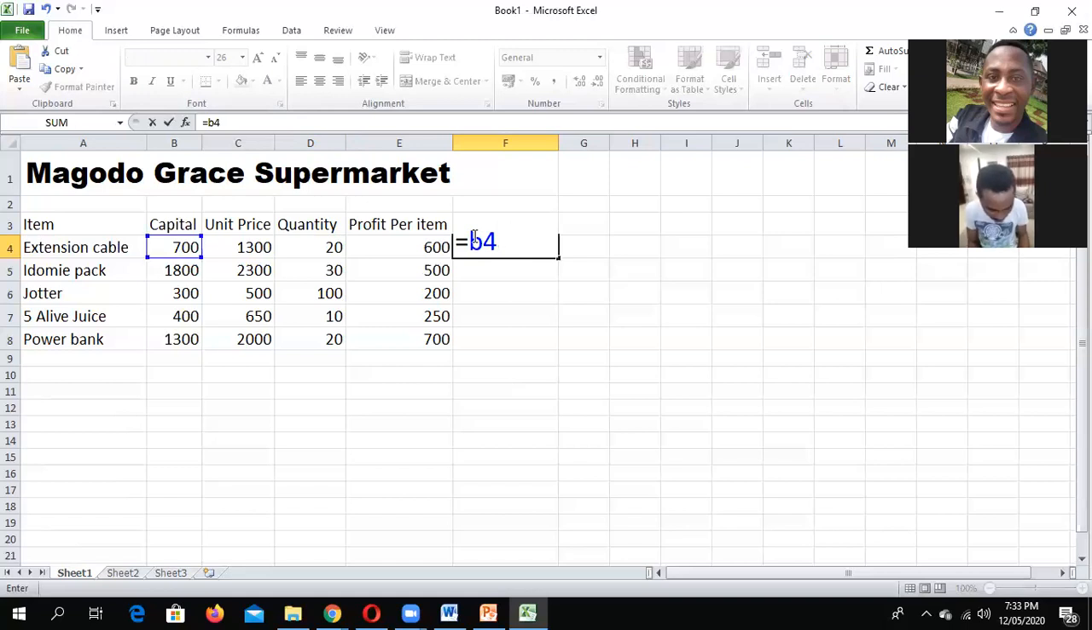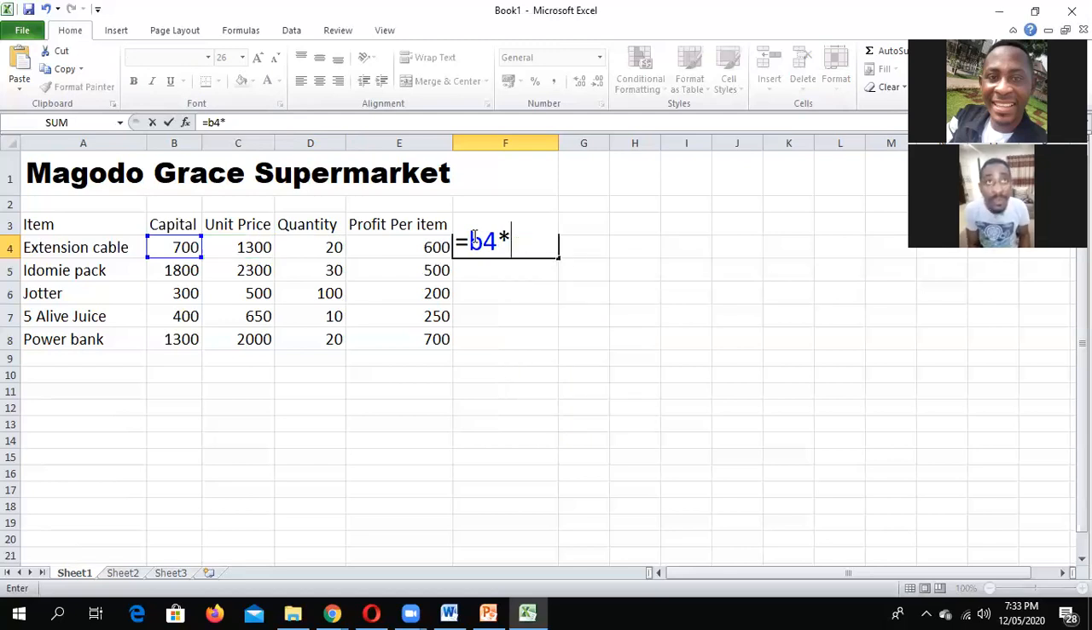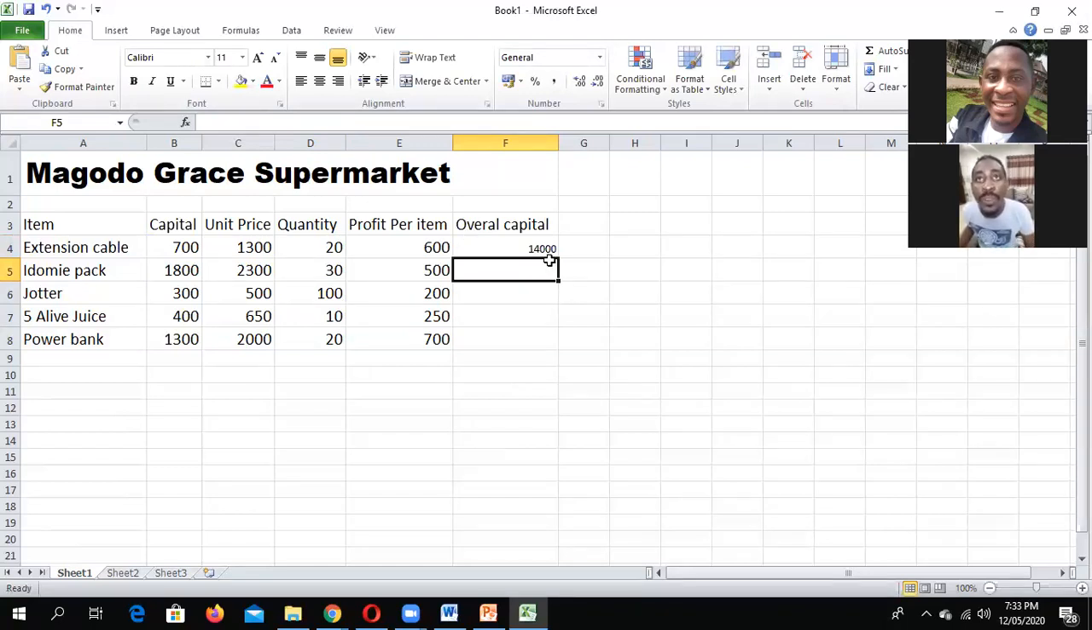How do you get the times sign in Microsoft Excel? You hold down your shift key and then you press number 8. It has this sign. So B4 times D4. So they invested 14,000 naira on extension cable.